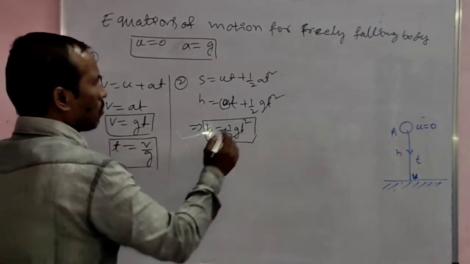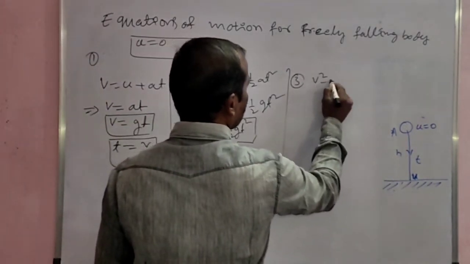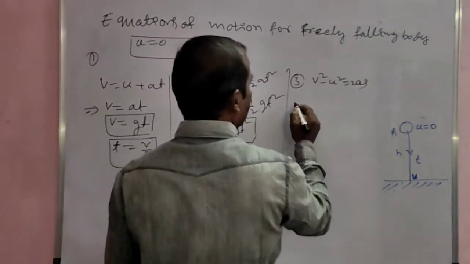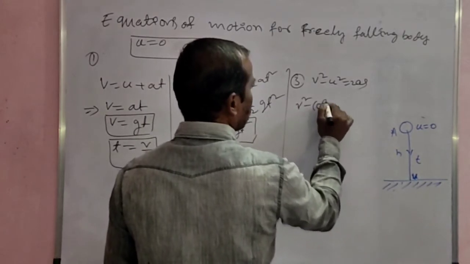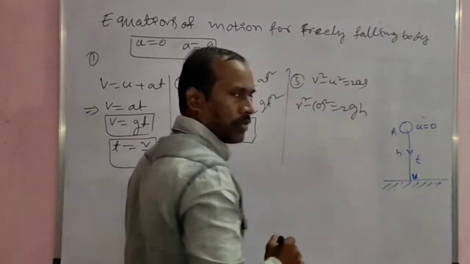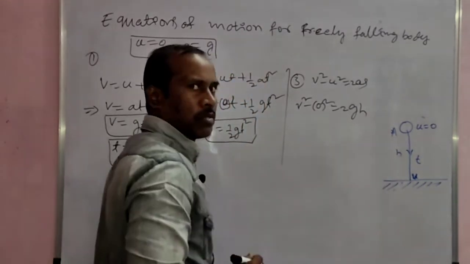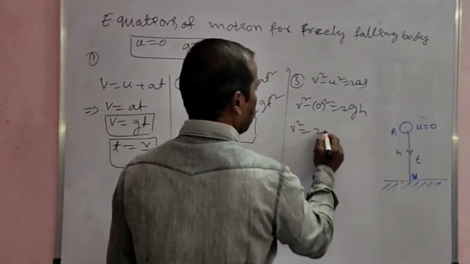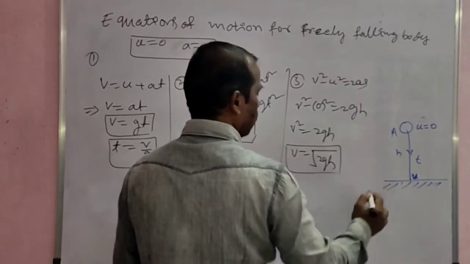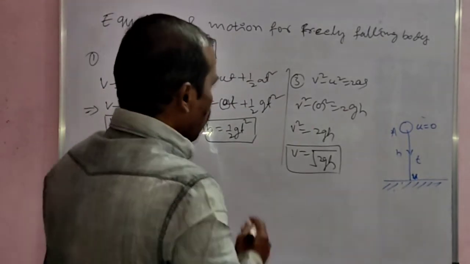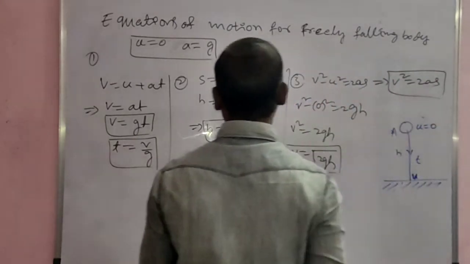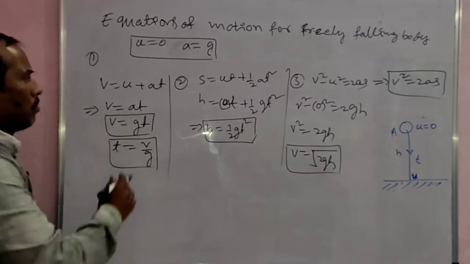Next, the third one: v square is equal to u square plus 2as. Now the initial velocity u is 0, so v square is equal to 2 into a, where a is equal to g, and s is the displacement of the particle, h. Now v square is simply 2gh. So v is equal to the under root of 2gh. This is the third equation.